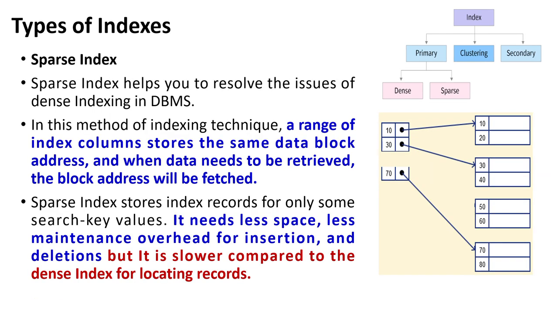Sparse index. Sparse index helps you to resolve issues of dense indexing in DBMS, and the range of index columns stores the same data block address, and when the data needs to be retrieved, the block address will be fetched. It needs less space and less maintenance overhead for insertion and deletion, but it is slower compared to the dense index for locating records.